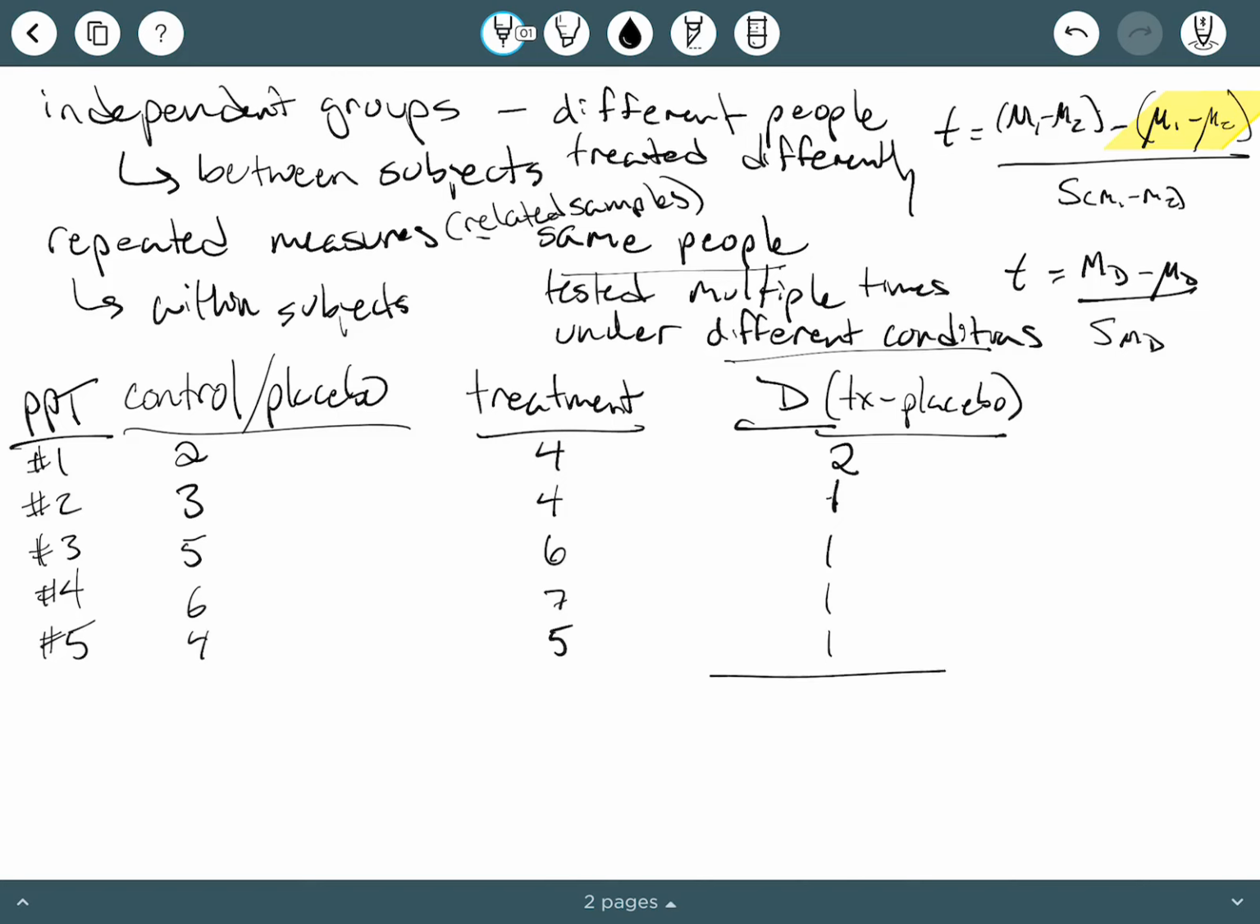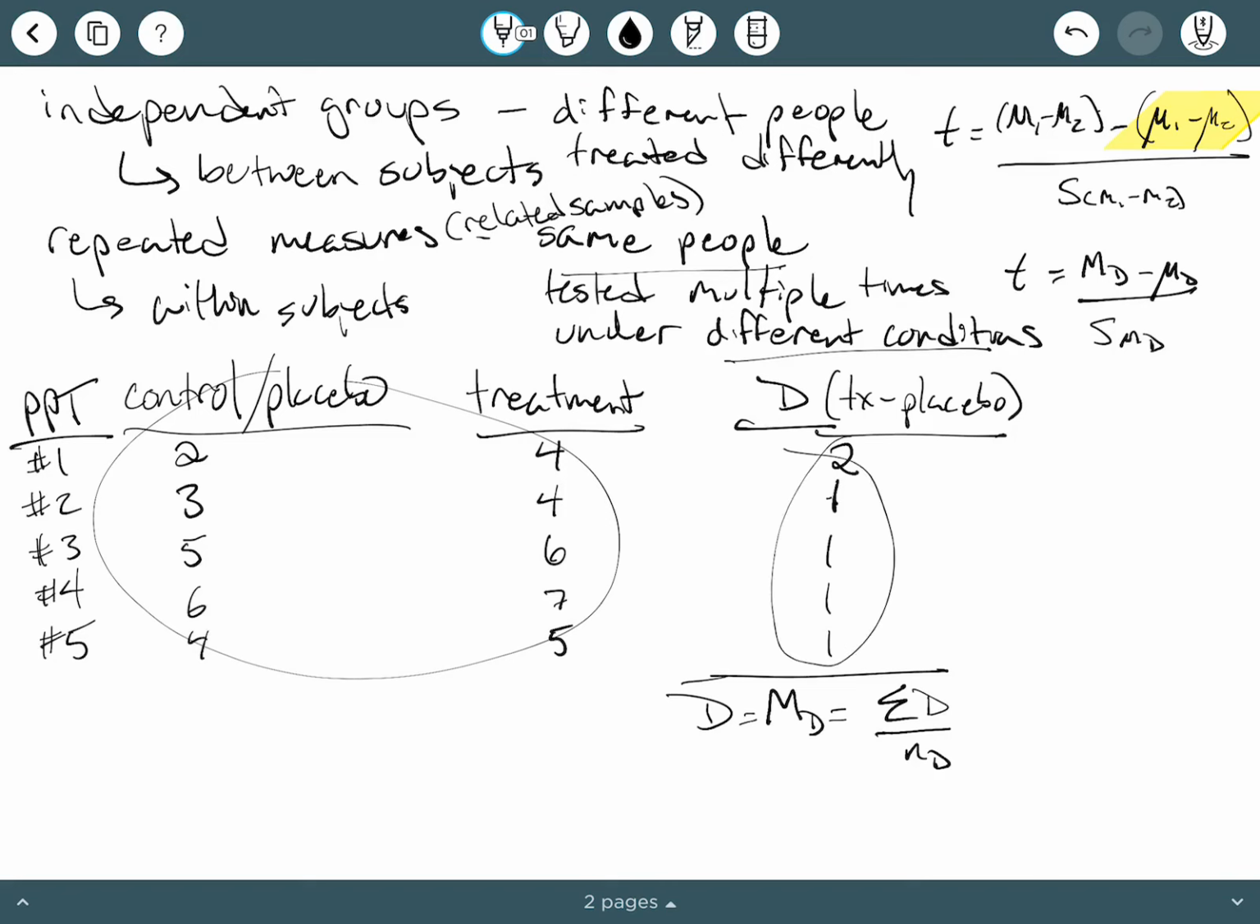Well, what I'm really interested in is the average difference score. And you can write that two ways. Some textbooks write d bar. Some textbooks write M sub D. That's what we're going to use. And that's just the sum of the difference scores divided by the number of difference scores. We have 10 total scores here, but we only have 5 total difference scores.